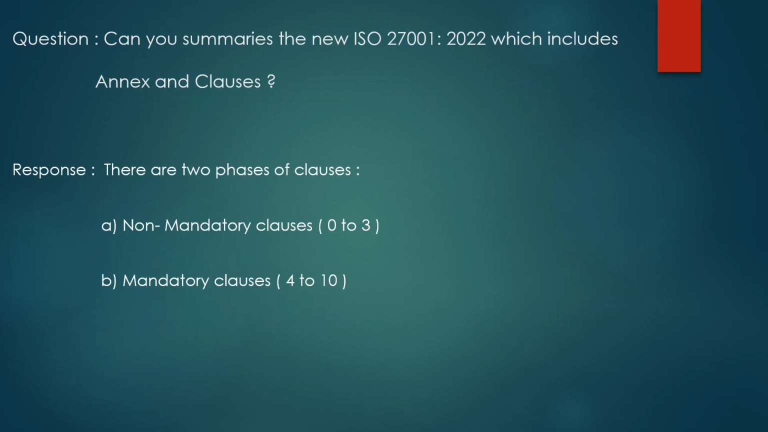So this is question number one. What is the summary of the new ISO 27001-2022, which includes annexure and clauses? This actually talks about the new ISO. How many clauses are there? So total there are 11 clauses, which are divided into two parts.